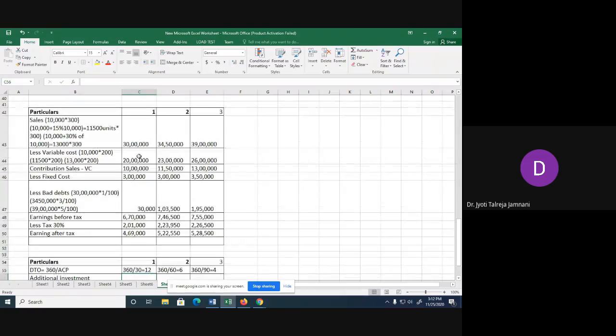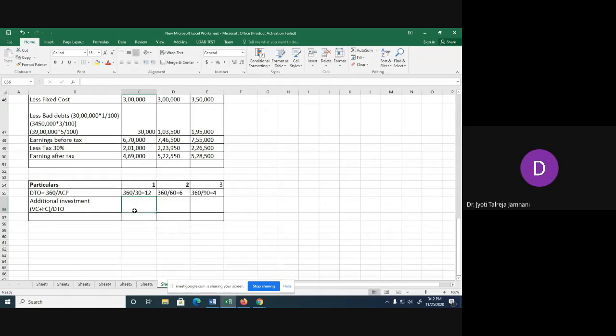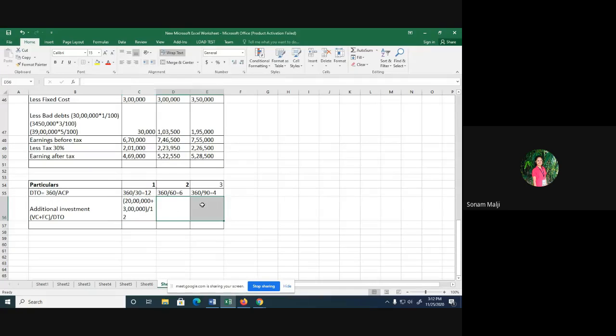Additional investment is variable cost plus fixed cost divided by debtors turnover ratio. So here our variable cost in the first case is 20 lakh. Fixed cost is 3 lakh. So 20 lakh plus 3 lakh divided by the debtors turnover ratio, that is 12 times. 1,91,666.66. We will take it as 1,91,667.